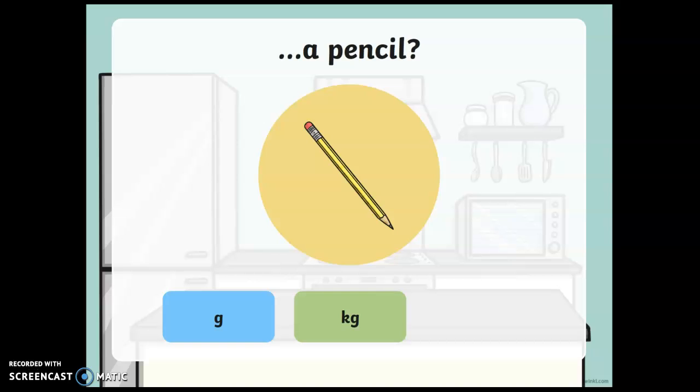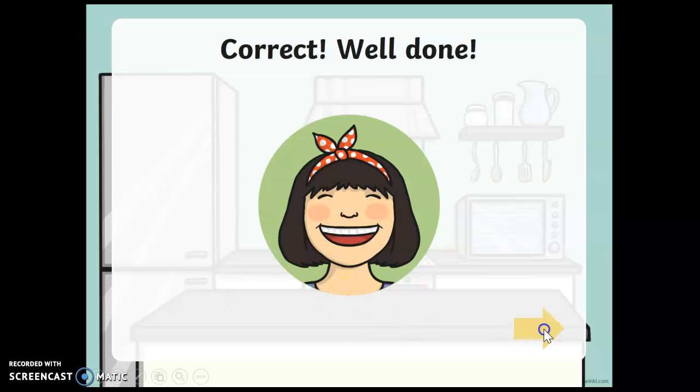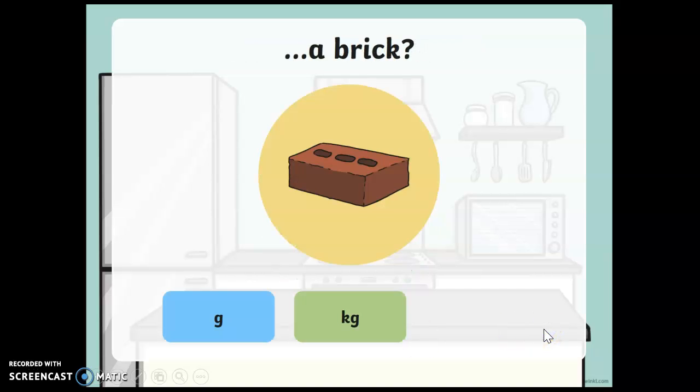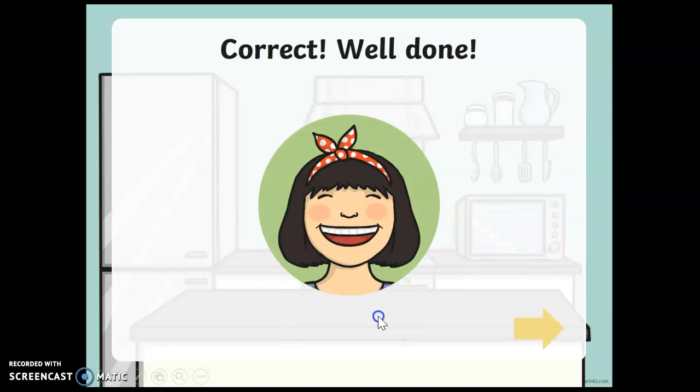Next one, a pencil. Quickly tell me, what do you think we will use to weigh a pencil? Grams or kilograms? Well done. We will weigh a pencil in grams. Next one, a brick. Now I think a brick is quite heavy. So for our heavier objects, we will use, well done, a kilogram to weigh our brick with.